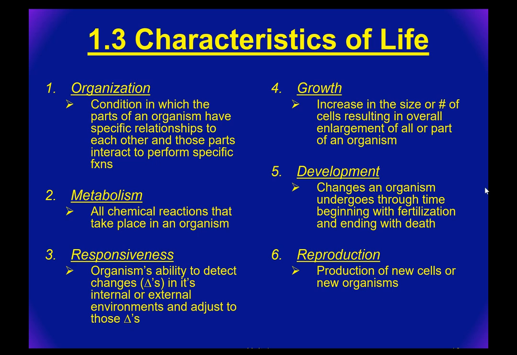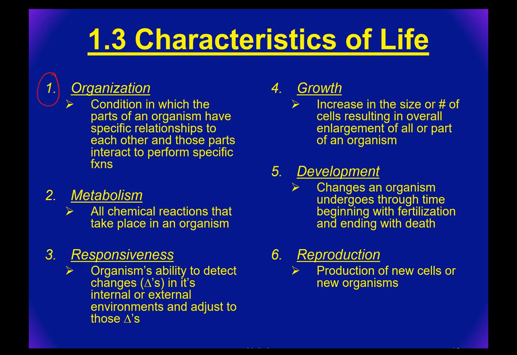All right, so part 3 of chapter 1, the characteristics of life. Everything that is living has to have 6 specific characteristics. If you don't have all 6, then technically you are not considered a living thing. So the first thing we're going to talk about is organization.